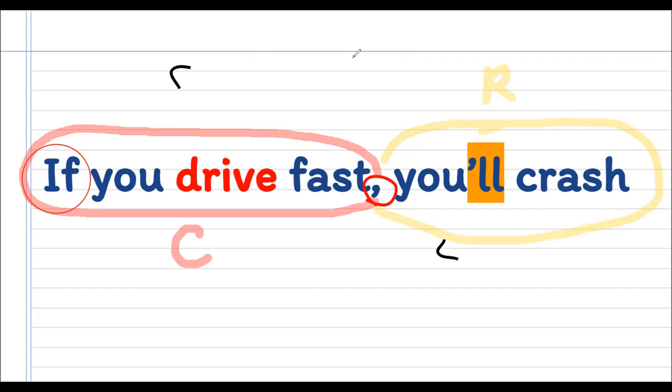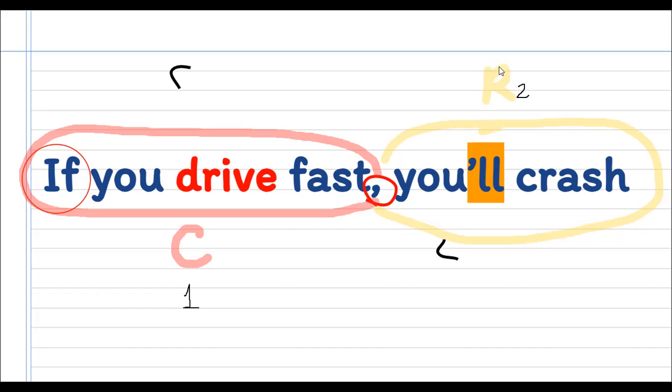So we have two parts of the sentence. Part number one is the condition, and part number two is the result. The name of this is the conditional number one. The conditional number one explains a situation that is possible, that is really likely to happen. If you drive fast in Peru, you will crash. If you drive very fast in Mexico, you will crash. If you drive very fast in Japan, you will crash. So this is a real possibility.